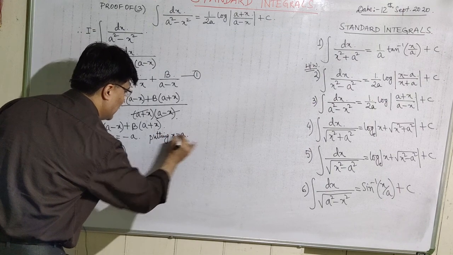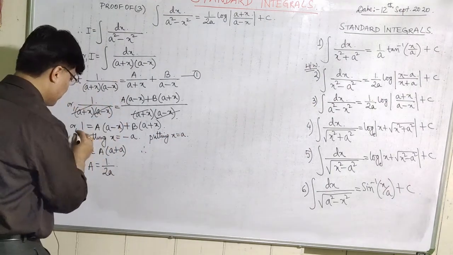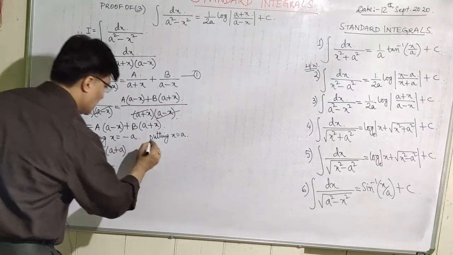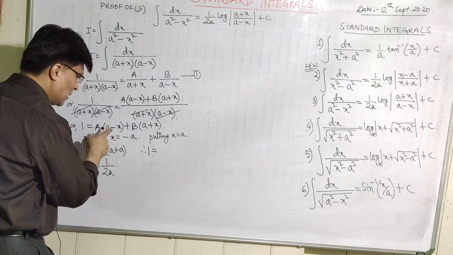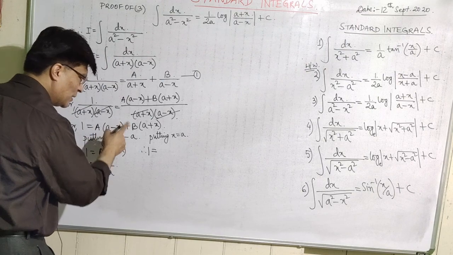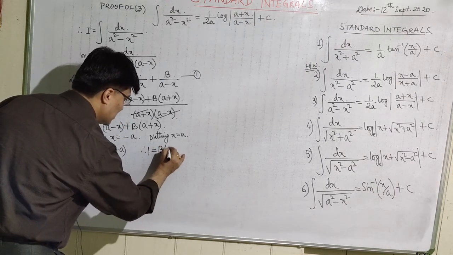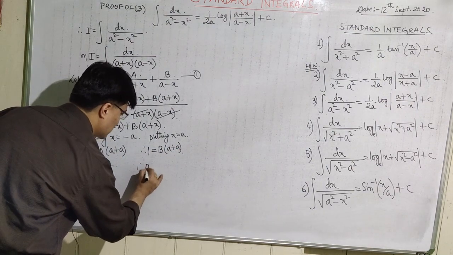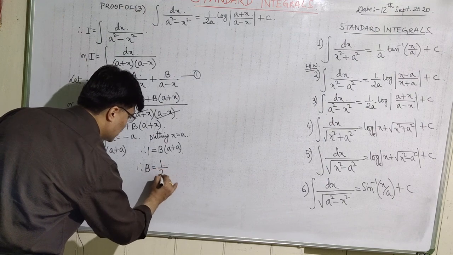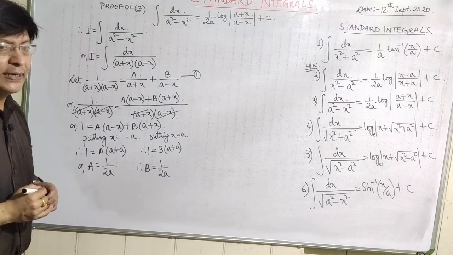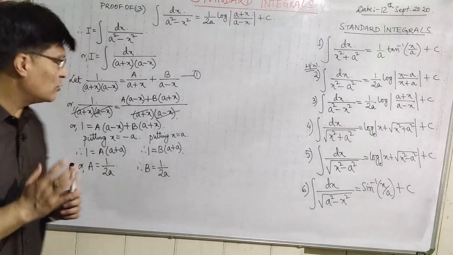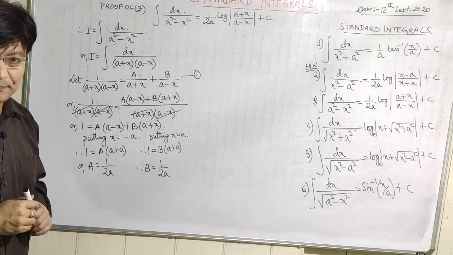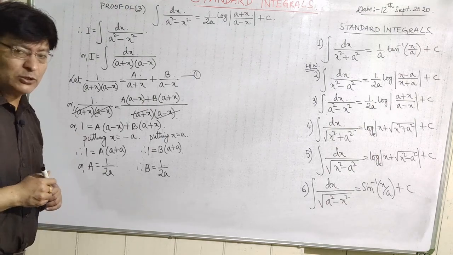Okay. So putting x is equal to a here, what do we get? This 1 remains as it is. 1 is equal to this capital A into small a minus small a, that is 0. You will get only B, that is it will be a plus a, right? So therefore what is capital B is equal to, in this case, 1 upon 2a. That means we have got both the values of capital A as well as capital B. Both are 1 upon 2a.